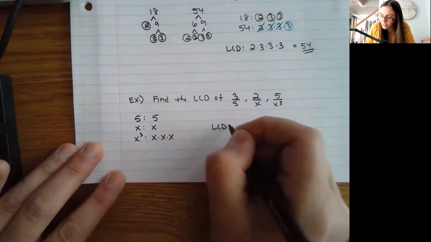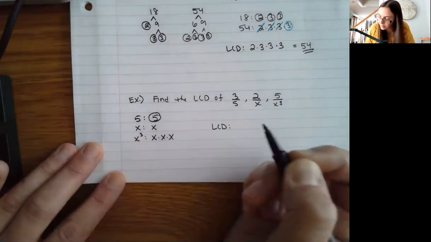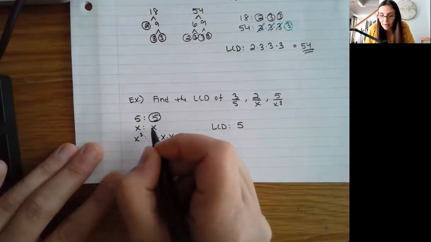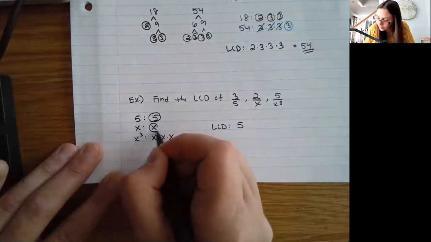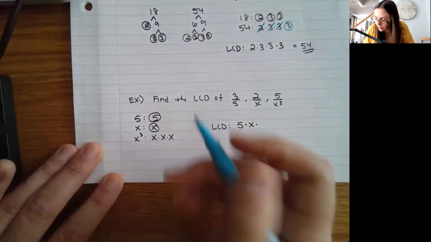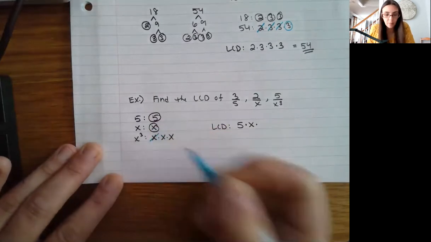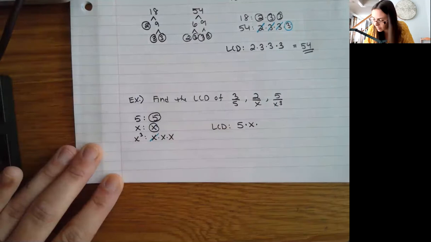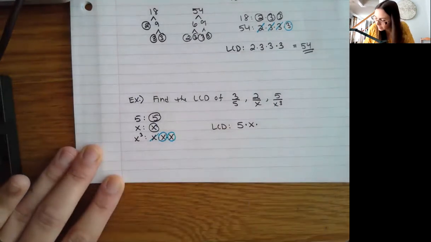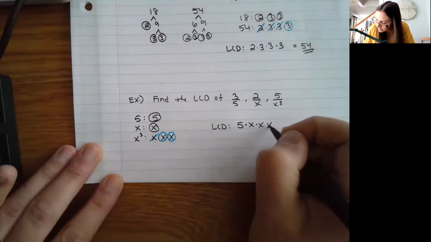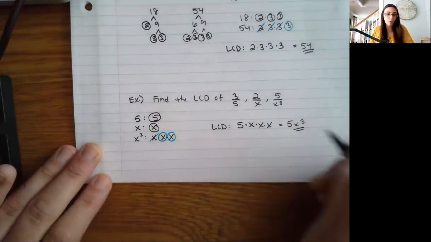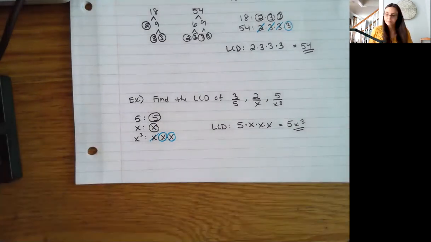So for my LCD, I always take the first one in its entirety. So I'm going to take the 5. Then I go to the next one, and I say I have an x here. Well, I don't have any x's yet, so I need to take that whole one too. And then I go to the next one. And now I can say, okay, well, I've already taken one x. I don't need that x. But I do have 2 more x's here that I have not accounted for in my LCD. So I'm going to go ahead and tag in these 2 x's, and then x times x times x is x cubed. So I can also use this strategy when working with variables as well.